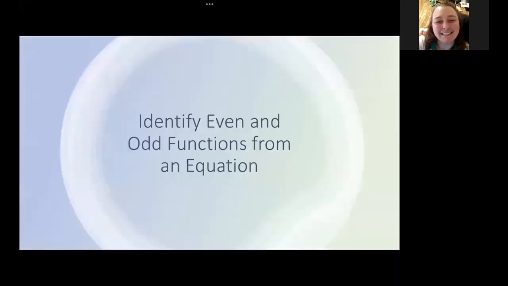Let's take a look at equations and see if we can do the same thing we just did by just looking at a graph, but with an equation.